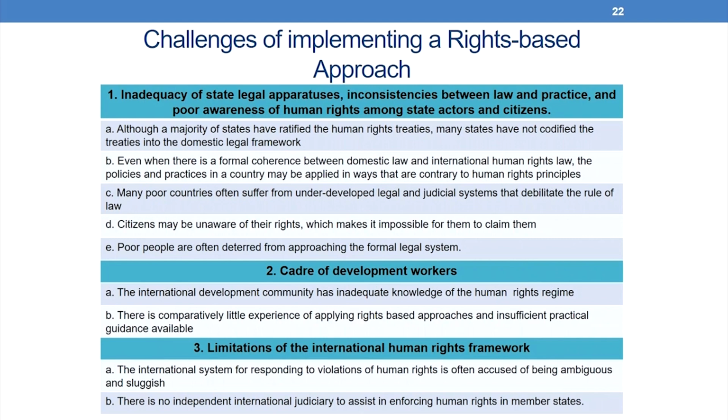A third set of challenges is with regard to limitations of the international human rights framework. For example, the international system for responding to violations of human rights is often accused of being ambiguous and sluggish and can be undermined by political agendas of the UN member states, and there is no independent international judiciary to assist in enforcing human rights in member states. In a nutshell, the human rights approaches have many shortcomings, but we must realize it is the best system that has been created so far.